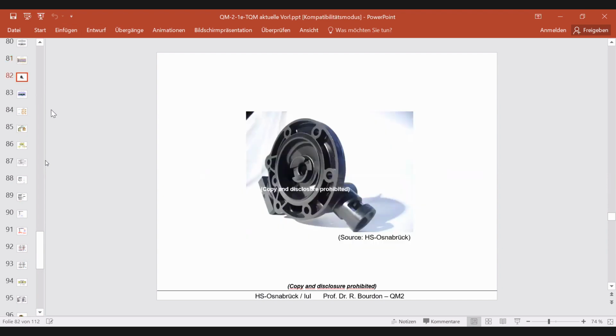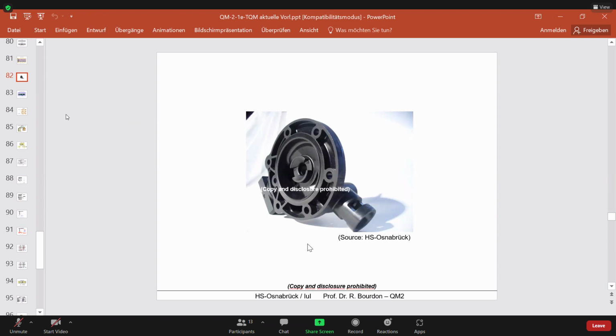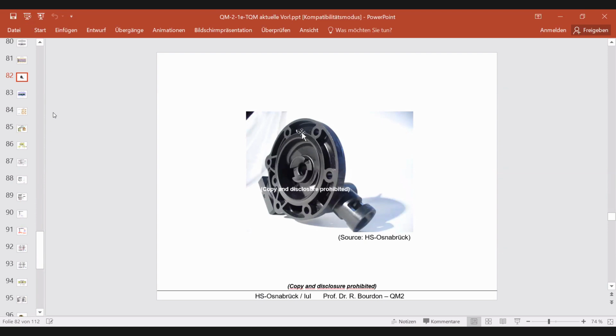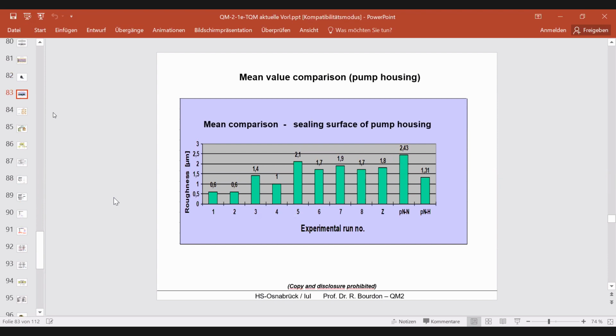DOE methods. This is only a picture of the pump housing, and this was the sealing area here. You see this, and it has to be a very low roughness of about 1 micron or lower. And here you see the means of several experimental runs. They tested experiment 1, 2, 3, 4, and so on. There were 8 experiments. It was a 2 to the power of 3 plan.